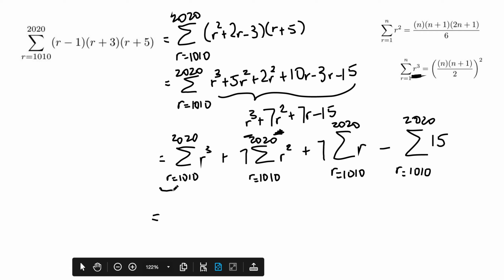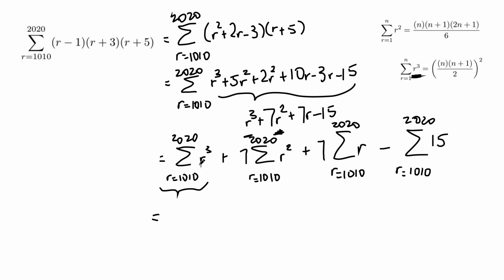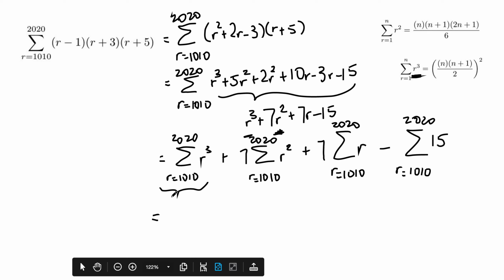So how do we work with this term over here? This term asks us to add all the cubes from 1010 all the way to 2020. But this formula gives us the sum of the cubes all the way from 1, so 1 cube plus 2 cube and so on. Here we are kind of starting halfway. So what's our solution for that? We can actually use this.